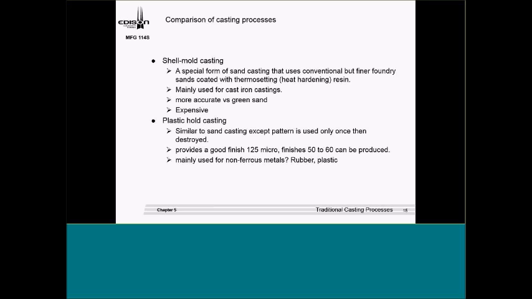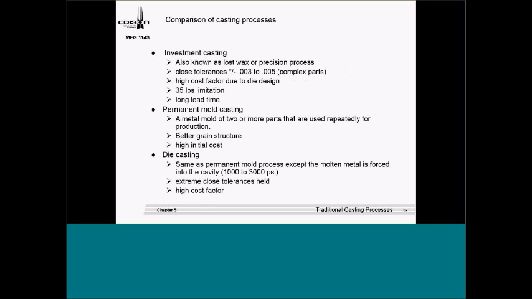Then we have plastic mold casting, similar to sand casting, except the pattern is used only once, then destroyed. It provides a good micro finish up to about 125 micro. You could get a 50 to 60 produced, mainly used for non-ferrous metals, rubber, and plastic.